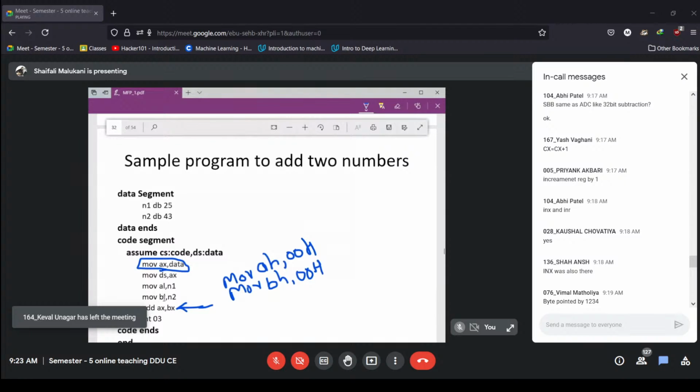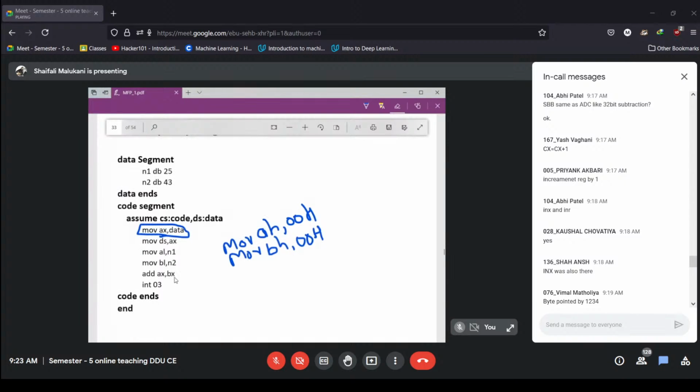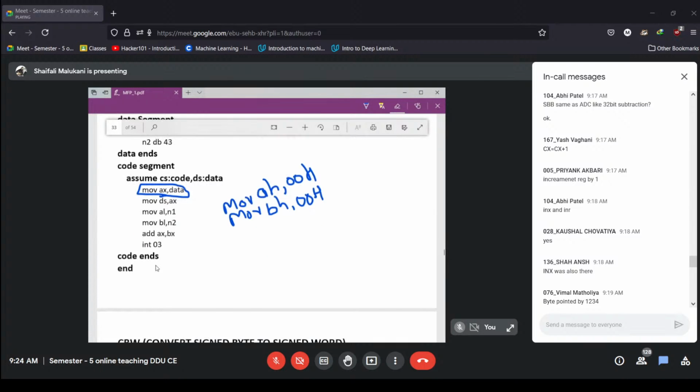Or otherwise, you can directly copy this to AX, but AX will not permit it. So that you cannot do. But yes, you can do up to this. Otherwise, you better write AL and BL here. So that is what the problem was.